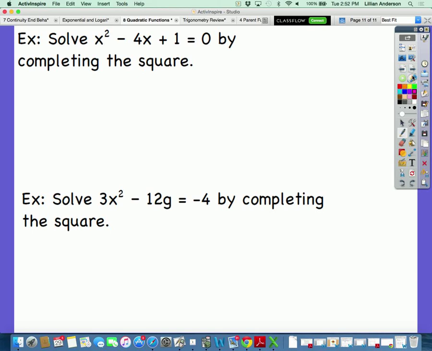To complete the square, you first need to always make sure that A is 1 and your C is on the other side of the equal sign. Okay, so A is 1. How do I get C to the other side? Subtract 1.